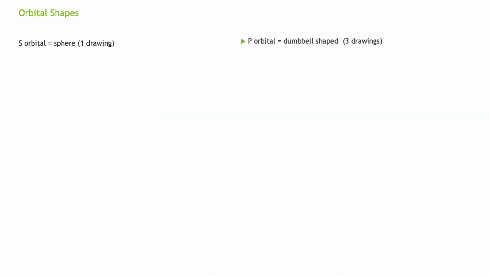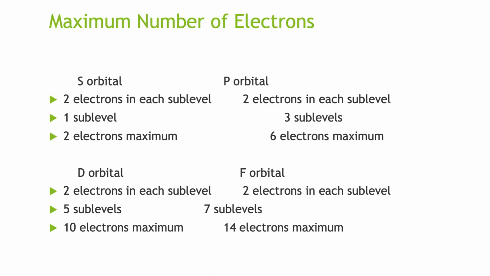Okay, so now, the reason we only drew one sphere for the s orbital and three for the p orbital is as follows. In the s orbital, there's a maximum of 2 electrons in each sublevel, okay? There's only one sublevel in the s orbital. That's why we only drew one sphere. And there's 2 electrons maximum in an s orbital. P orbital, there's 2 electrons in each sublevel. There's 3 sublevels. That's why we drew 3 dumbbell-shaped figures. And there's 6 electrons total.